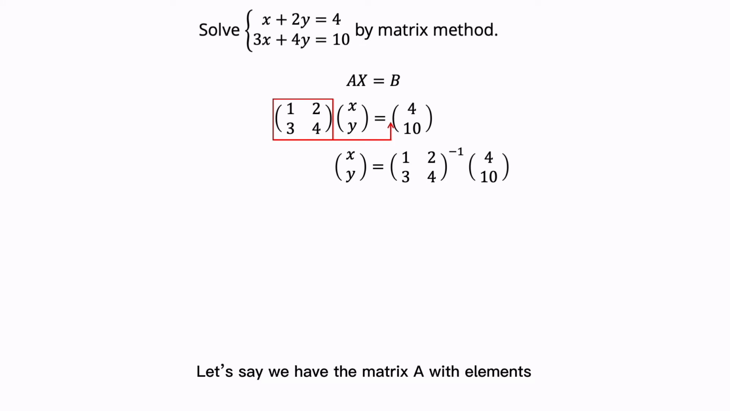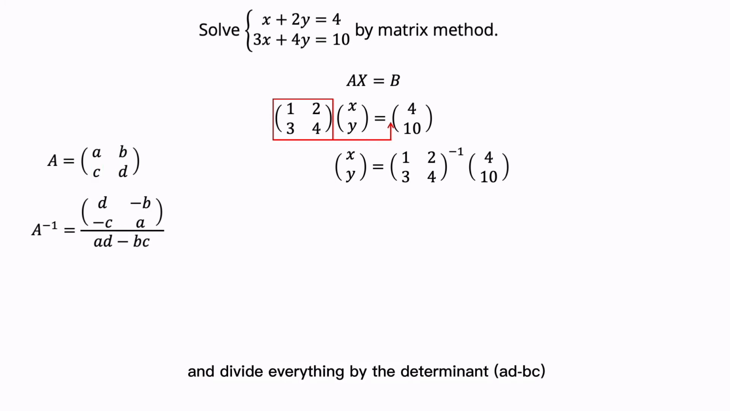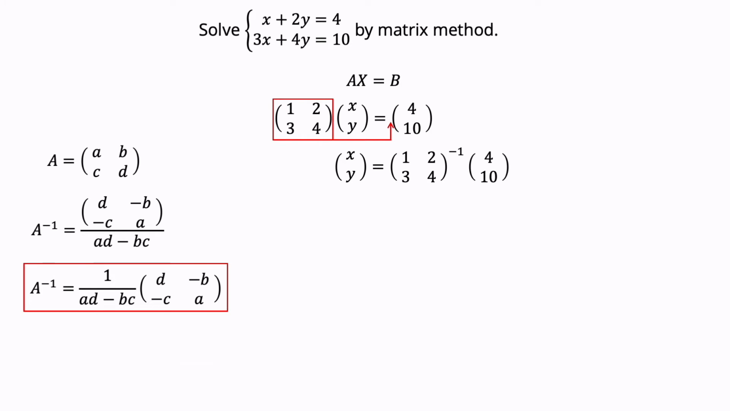Let's say we have the matrix A with elements a, b, c, d. For the inverse of matrix A, swap the positions of a and d, put negatives in front of b and c, and divide everything by the determinant ad minus bc. This is a simple formula for the inverse matrix of a 2 by 2 matrix. Now, try to find the inverse matrix of A.